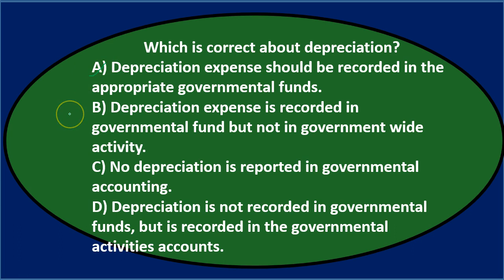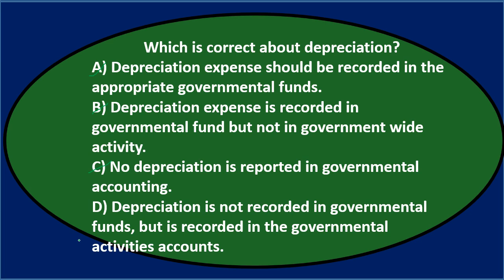B says depreciation expense is recorded in the governmental fund, but not in the government-wide activity. That's reversed. You would expect it to be in the government-wide activity, not in the governmental funds. C says no depreciation is reported in governmental accounting, not at all, not anywhere. I would assume that's not the case. And D says depreciation is not recorded in governmental funds, but is recorded in the governmental activities accounts.